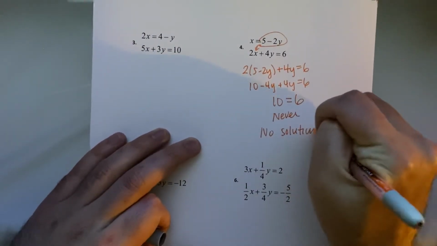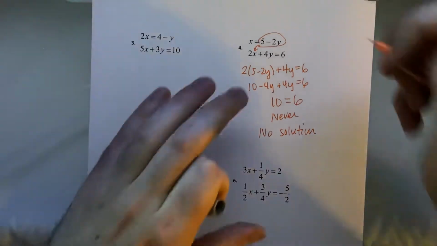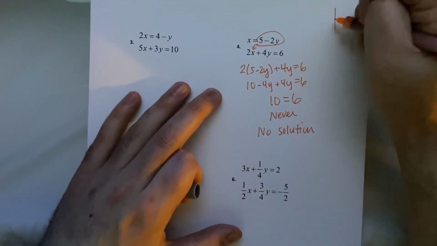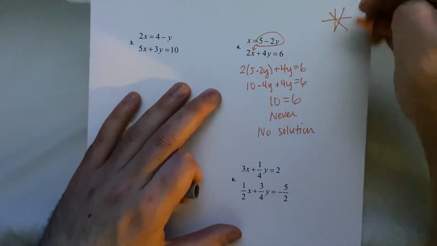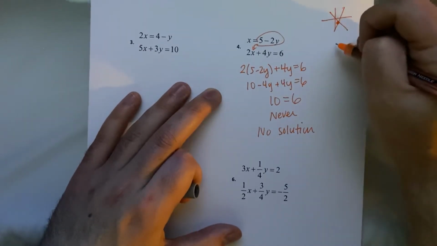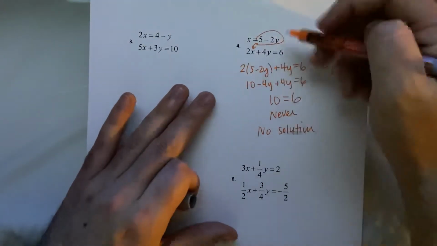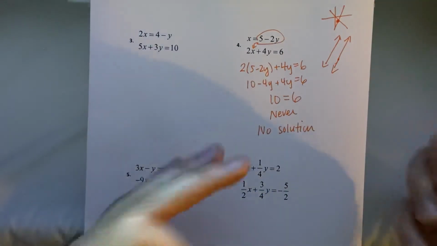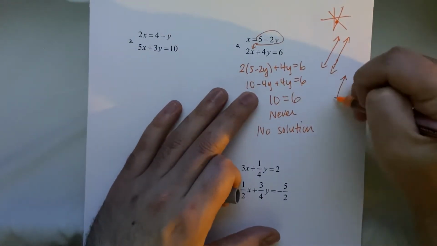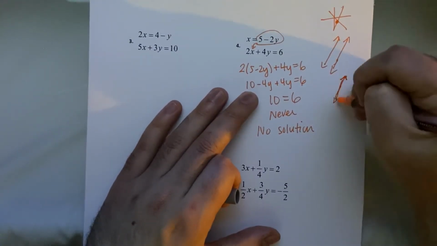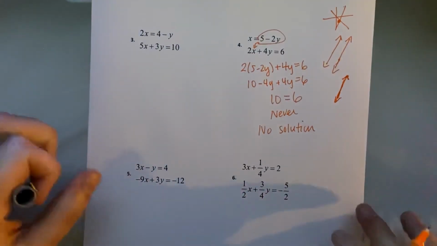You have to ask yourself, what kind of lines have no solution? Well, when we think about it, there's only really 3 possibilities. Lines cross at one point, or they're parallel. Parallel lines never cross, which is this situation here. They have the same slope. The other option is parallel lines are on top of each other and they have a whole bunch of solutions.